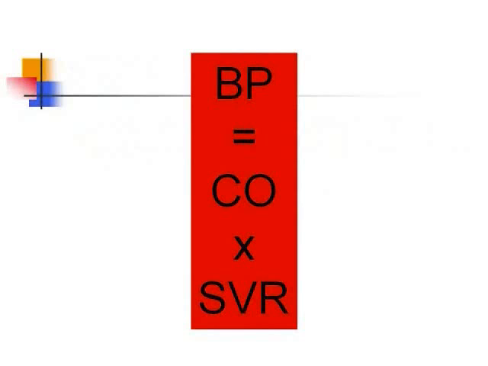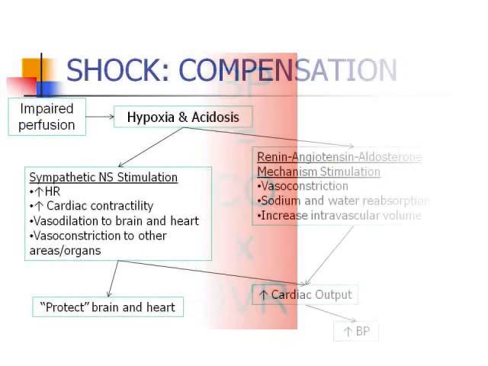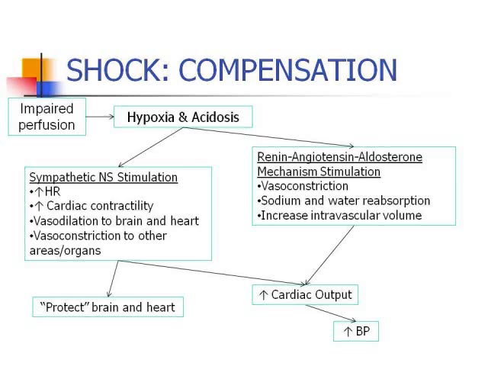Let's go back to the blood pressure formula. Blood pressure equals cardiac output times systemic vascular resistance. Now this first chart looks a little busy. We're going to break it down, but let's look at the first line. Impaired perfusion. Remember, we just said impaired perfusion is going to lead to hypoxia and acidosis. From there, we have central nervous system stimulation and the renin-angiotensin-aldosterone mechanism stimulation. So let's go down the left side of the page first.